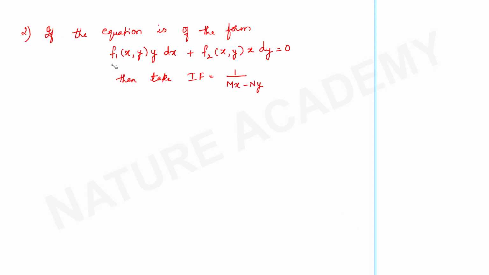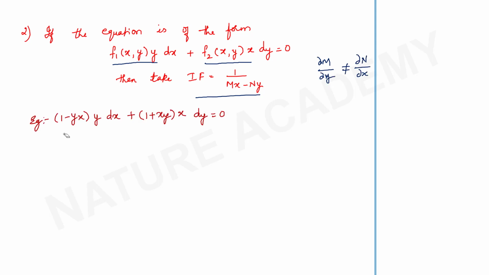If the given equation is of the form f1 of x comma y into y dx plus f2 of x comma y into x dy, then you have to take the integrating factor 1 upon Mx minus Ny. Here also, if the differential equation is given, you will notice that dou M by dou y is not equal to dou N by dou x.